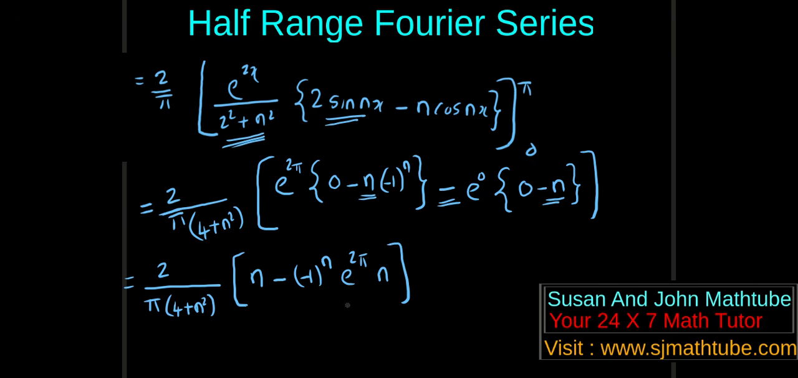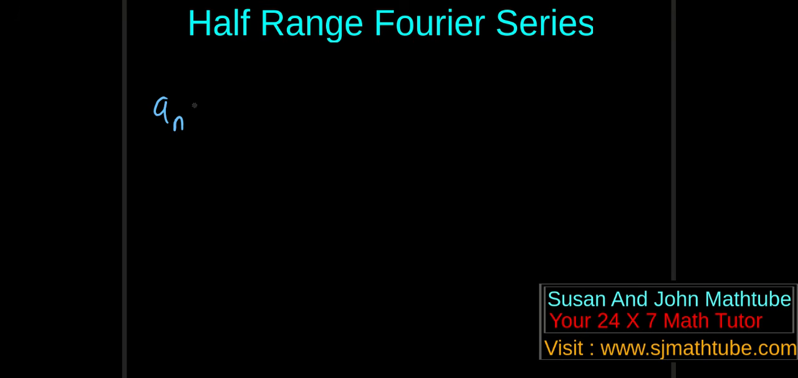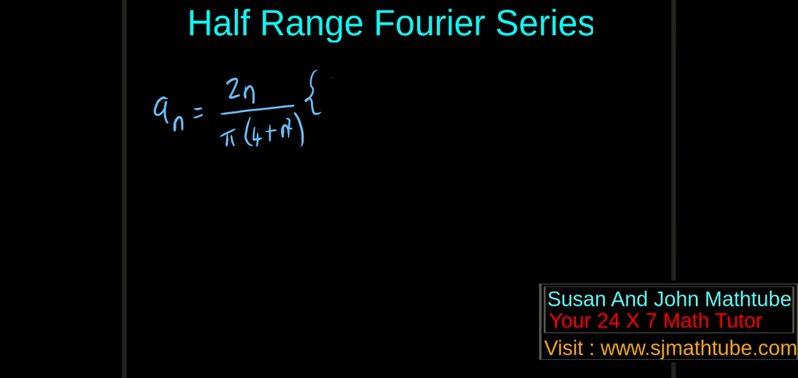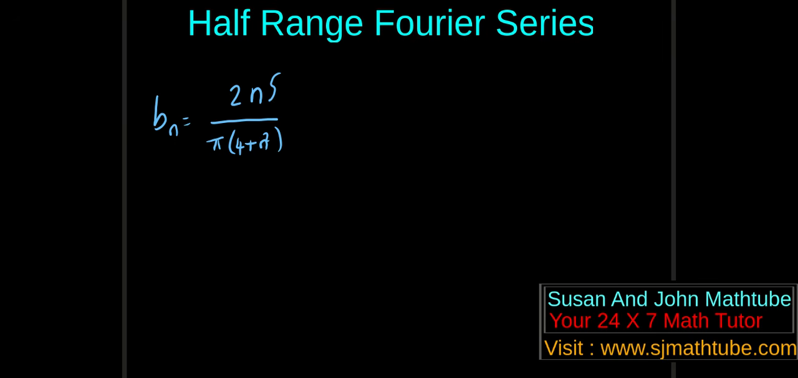Okay, now let's take n common. So bn will be 2n by pi into 4 plus n square. Isn't it common? N is common, and the remaining part is 1 minus 1 to the power n into e to the power 2 pi. Okay, so this is equation number 3, and that's it. So let's write bn. So bn is equal to, you can see n is common here. So 2 by pi into 4 plus n square, and n comes common, and the remaining part is 1 minus minus 1 the whole power n e to the power 2 pi.